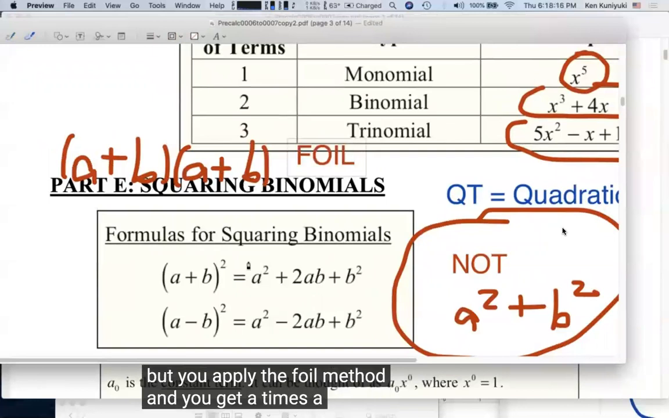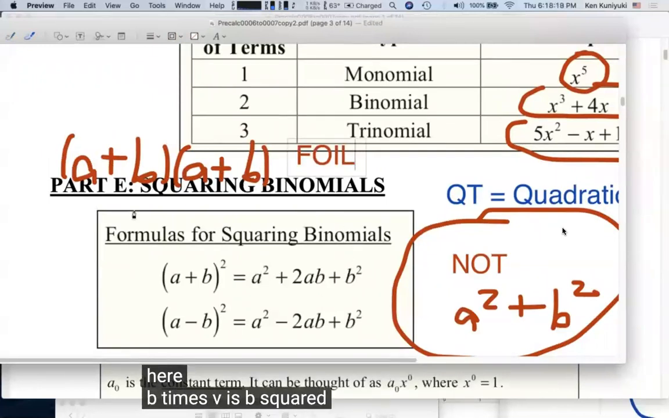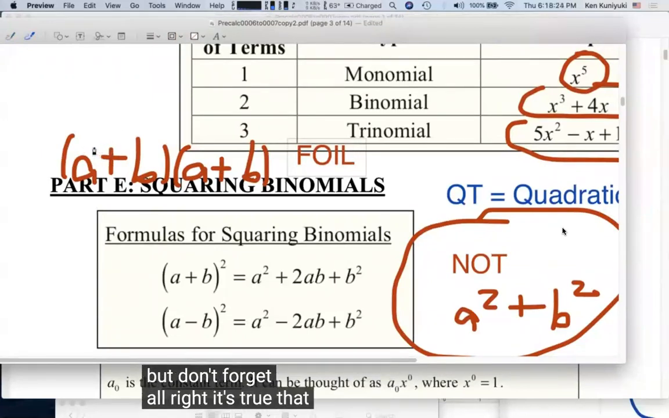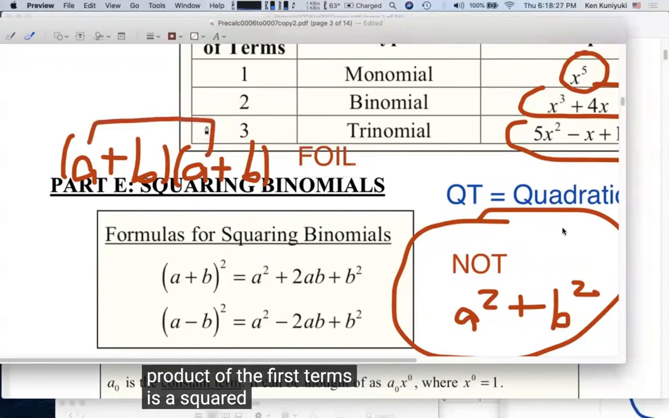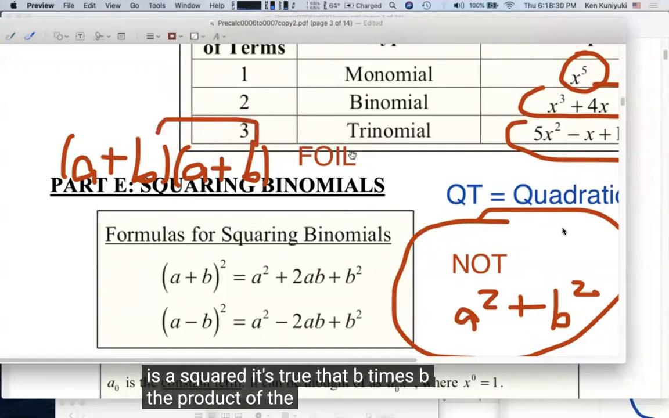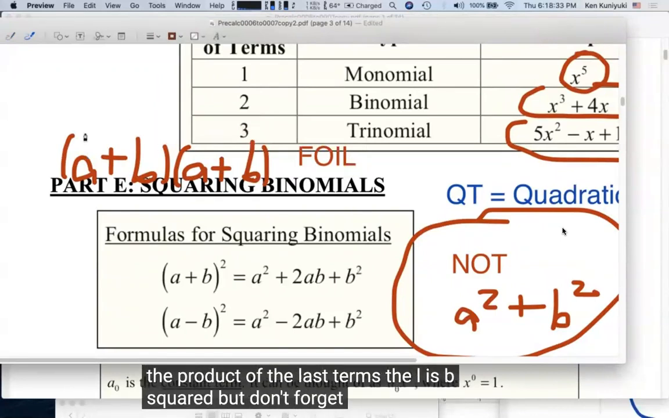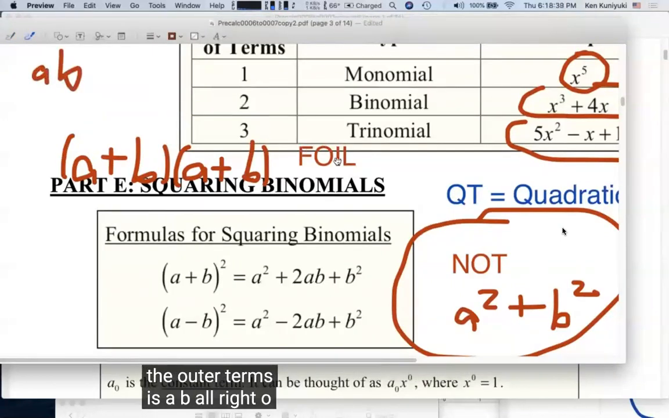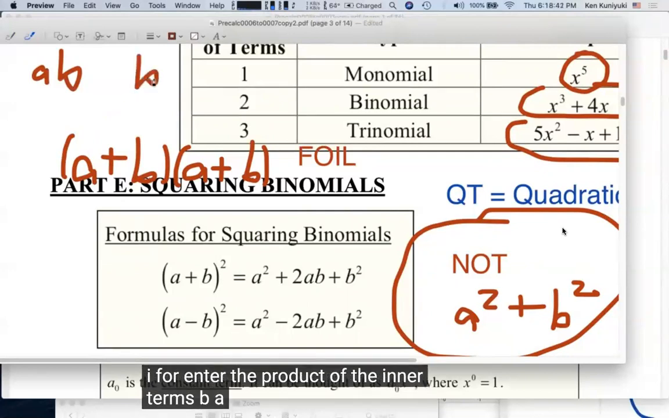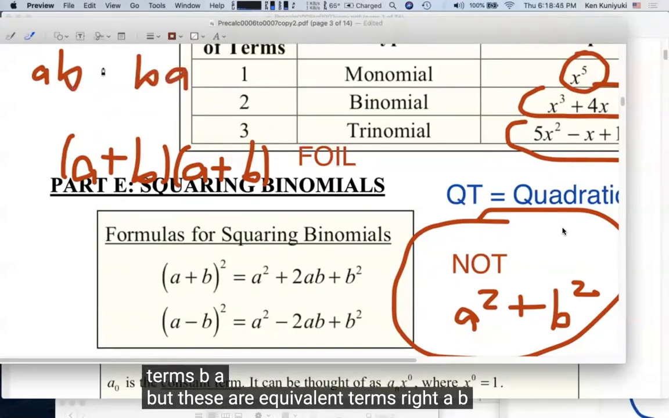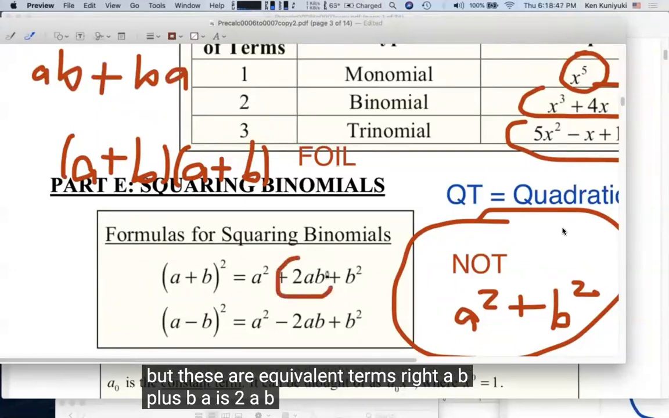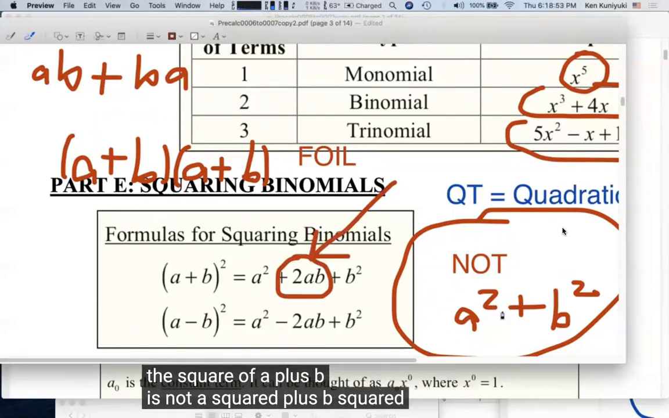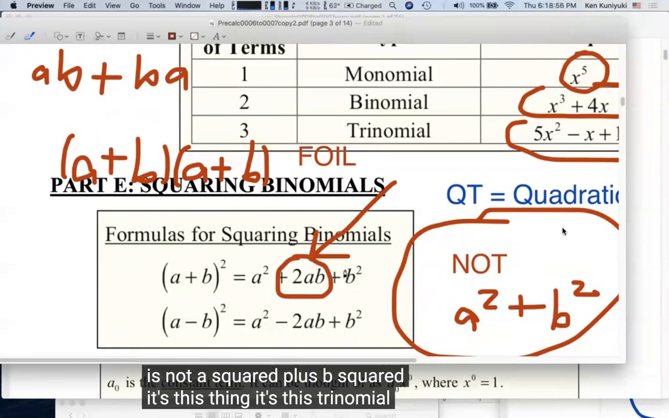And you get a times a is a squared over here. B times b is b squared. But don't forget, all right. It's true that a times a, the product of the first terms, is a squared. It's true that b times b, the product of the last terms, the L, is b squared. But don't forget, the product of the outer terms is ab, right? O, I for inner, the product of the inner terms, ba. But these are equivalent terms, right? ab plus ba is 2ab. And a lot of students forget that 2ab. The square of a plus b is not a squared plus b squared. It's this trinomial.